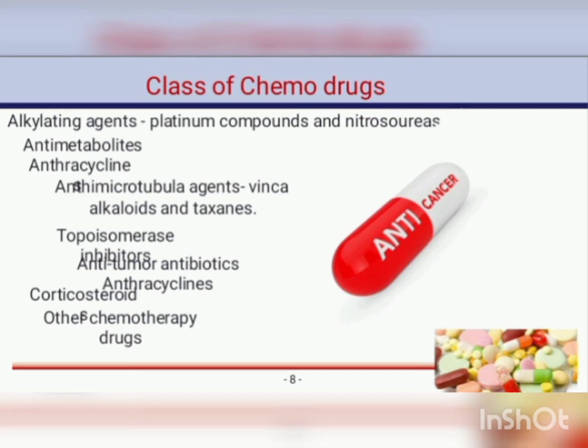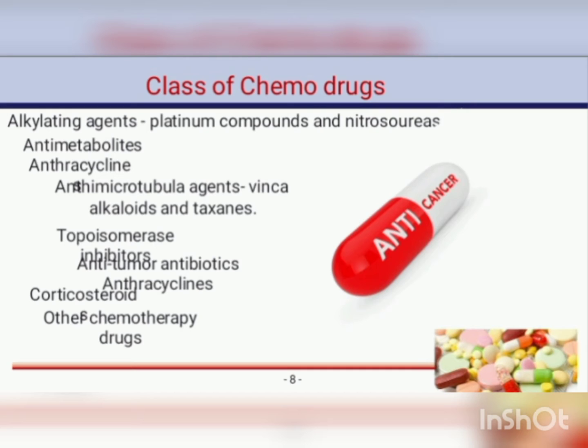Now we're discussing classes of chemo drugs: alkylating agents, platinum compounds and nitrosoureas, antimetabolites and anthracyclines, antimicrotubule agents, vinca alkaloids and taxanes, topoisomerase inhibitors, antitumor antibiotics, and anthracyclines and corticosteroids. Other chemotherapy drugs. And now we're discussing drugs used in chemotherapy.